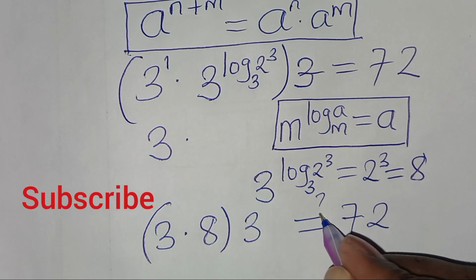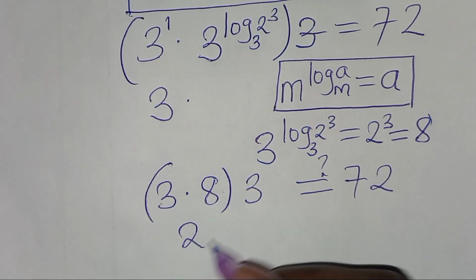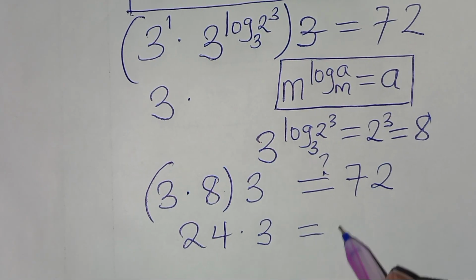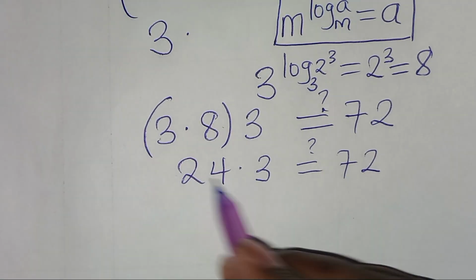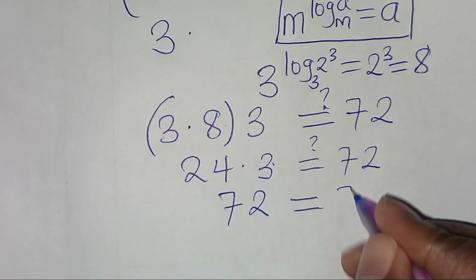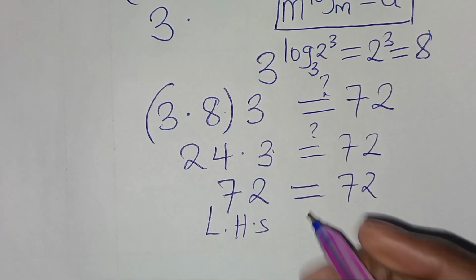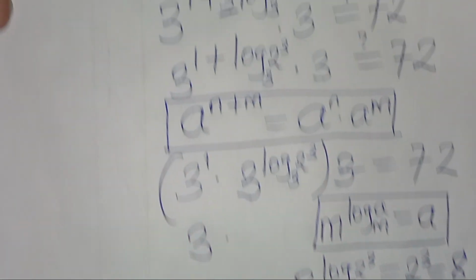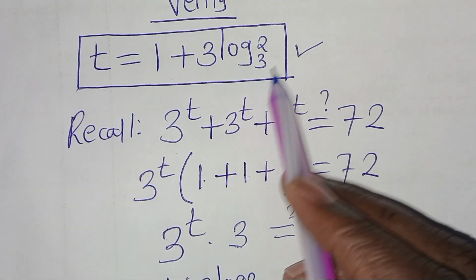So let's check if this is true. Now 3 times 8 is actually equal to 24, and we'll have 24 times 3. This should give us a value of 72. So 24 times 3 is equal to 72, and this is equal to 72. So this implies that the left hand side is equal to the right hand side, and this implies that the value of t, which is equal to 1 plus 3 log 2 to base 3, actually satisfies the equation.